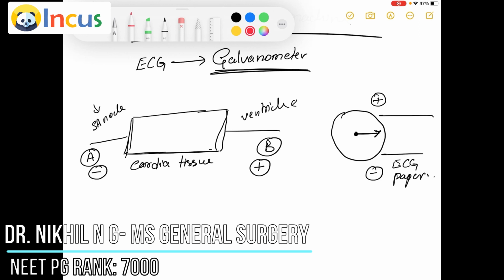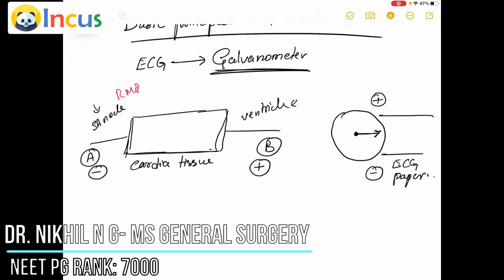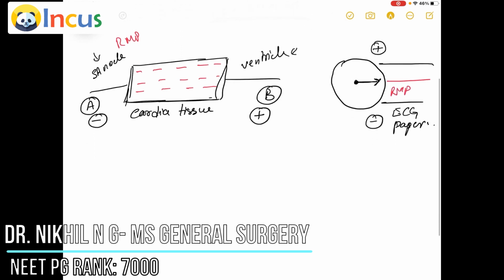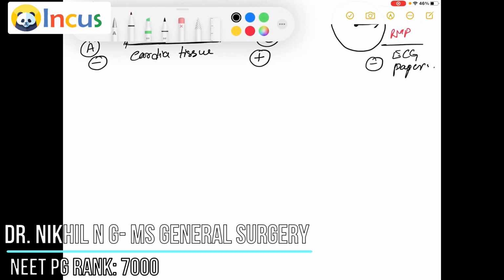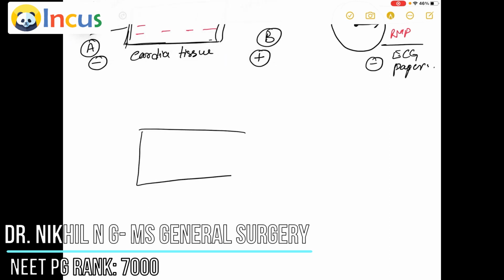Normally at rest, that is at resting membrane potential, all the cardiac tissue is negatively charged. So there is no movement of current within the cardiac tissue, and this does not give a deflection. Since there is no movement of current, there is no movement of the ECG pointer, so you get a straight line over the ECG paper during resting membrane potential. Now we shall see what happens when you stimulate the cardiac tissue.